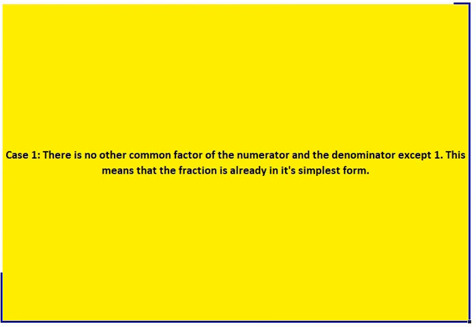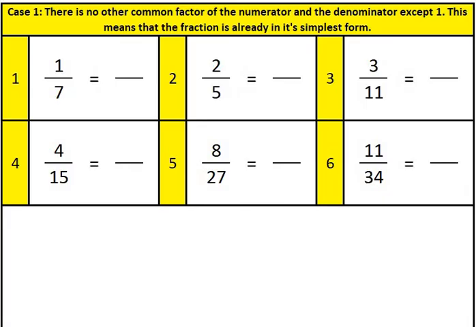The first one is the very simple one. If you find a fraction with no common factors for the numerator and denominator except only one, then you know the fraction is already in the simplest form. Let me show you. The first one, we have 1 out of 7. There's no common factor except one, so that's already in the simplest form.